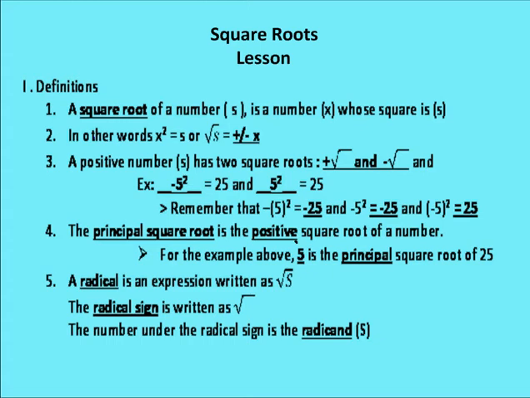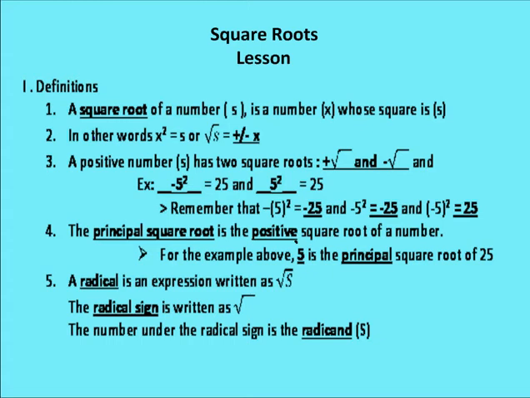Well, that all sounds very confusing. Let me restate that. A square root of a number s is a number x whose square is s. So in other words, I can rewrite what I just said as x squared is equal to s. So the square root of s is going to end up being plus or minus x.